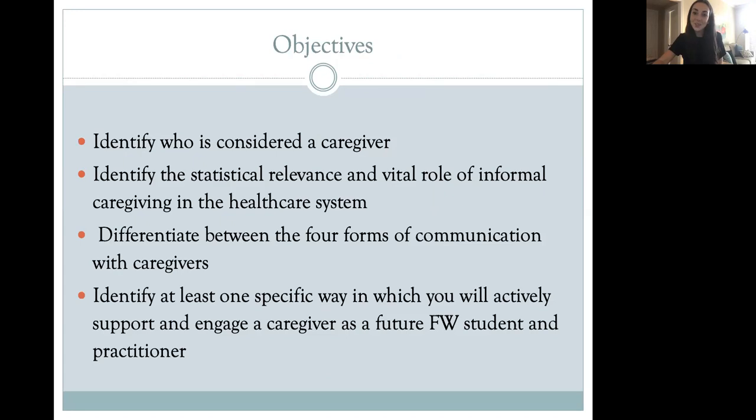So our objectives for this lesson, we have 4. First is to identify exactly who is a caregiver. Second, we're going to look and identify the statistical relevance and the vital role that informal caregiving can play in the healthcare system. Third, we'll differentiate between 4 different forms of communication, which I think will sound familiar to you. And then lastly, we will look at and identify specific strategies and different resources we can use to engage and support caregivers as we go on to level 2 fieldwork and then as OT practitioners.